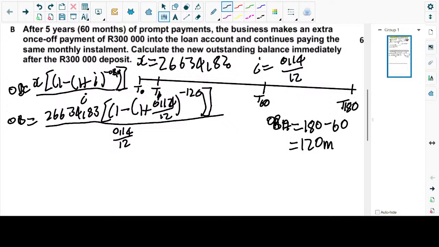So you can see that from the 2 million that we owe, it seems as if we've paid something like 200 and something thousand. If you take 2 million minus this one, it will give you an idea of how much we've paid towards the loan.